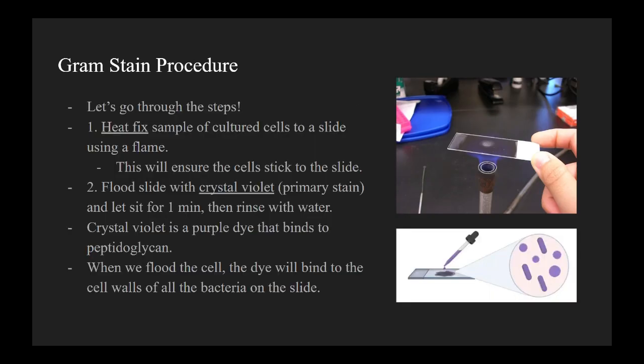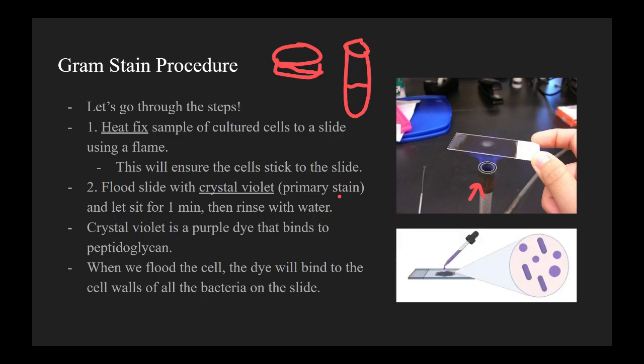All right, so to start, you're always going to start your stain by doing heat fixation. What this means is that once you have your culture of cells, let's say you have a petri dish or some tube with all your bacterial cells, you're going to take a little bit out. You're going to scoop them out, place them onto a microscope slide, and then you're going to place the slide over a heat source like a Bunsen burner, as you can see here.